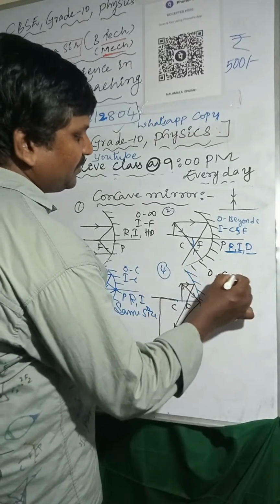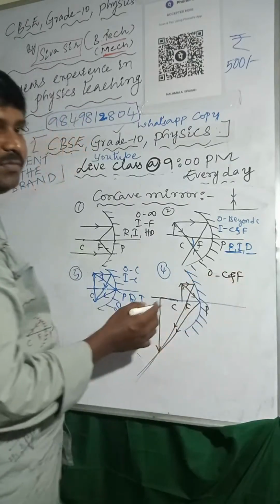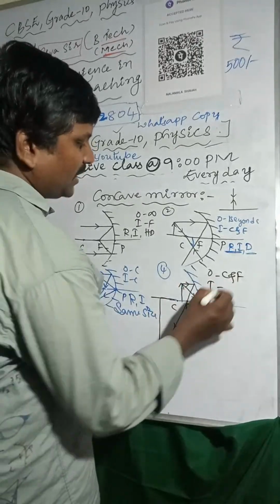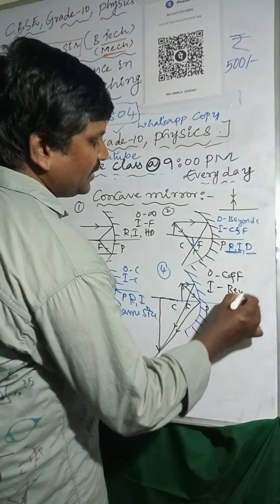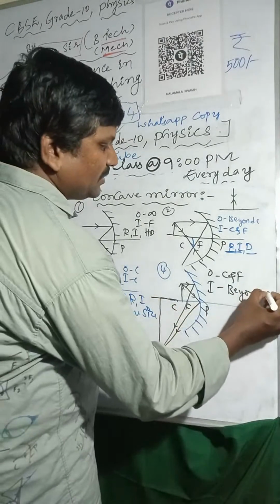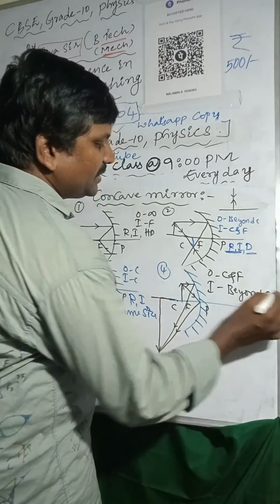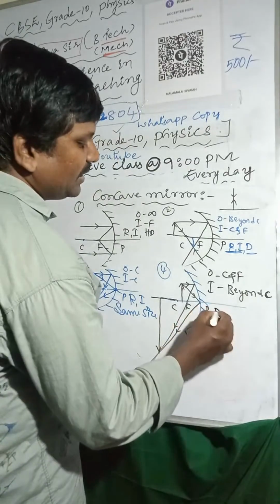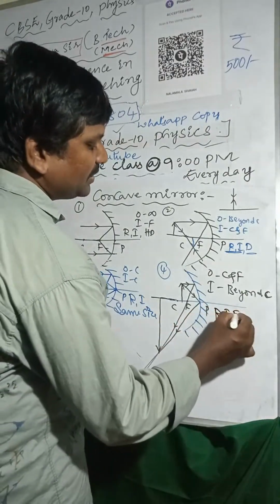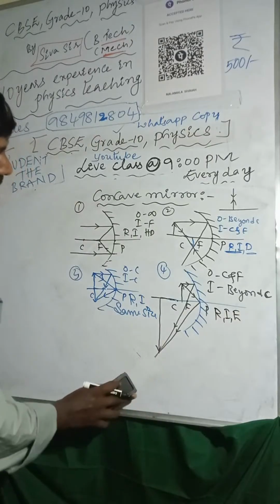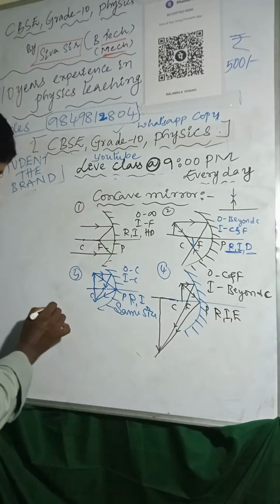Object is placed between C and F. The image will form beyond C. Nature of the image: real, inverted, and enlarged. Very, very important. These are the four. And the next one, the fifth one.